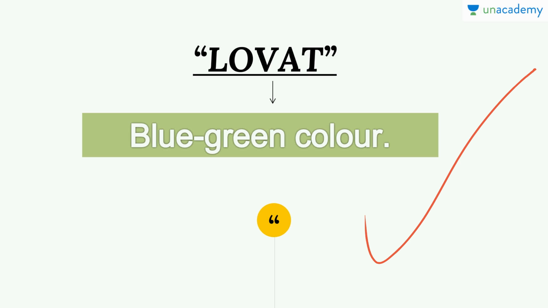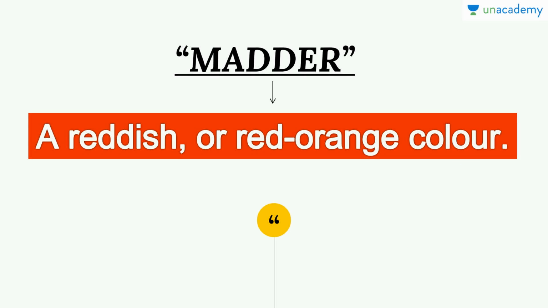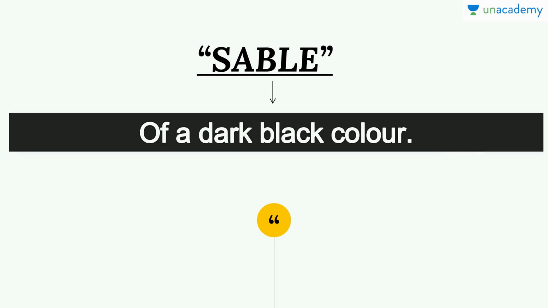The next one is madder. Now madder is a reddish or red orange color. Okay, so madder is a word for a red orange color. The next one is sable. Now sable means of a dark black color. So the black lovers out there, you can also say that you're a sable lover. Okay.